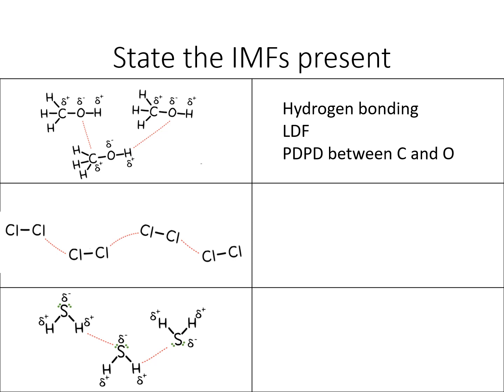Next, we have chlorine. This is a non-polar chemical. We're not going to have any permanent partial charges, so the only thing that can be there is London dispersion forces. And then last but not least, we have hydrogen sulfide. We've got a permanent dipole, but it isn't going to be a hydrogen bond because that hydrogen is bonded to sulfur as opposed to fluorine, oxygen, and nitrogen. Therefore, we're going to have these two intermolecular forces.